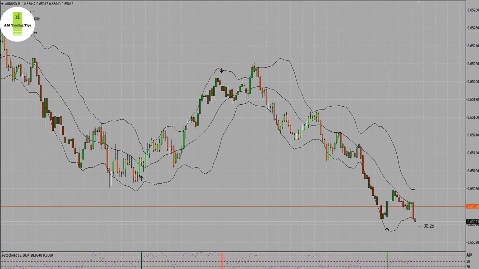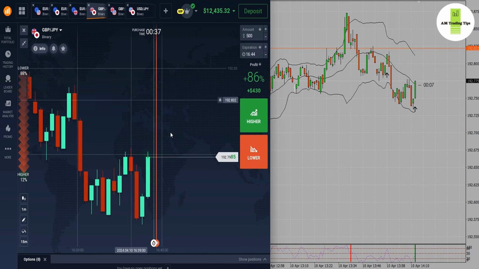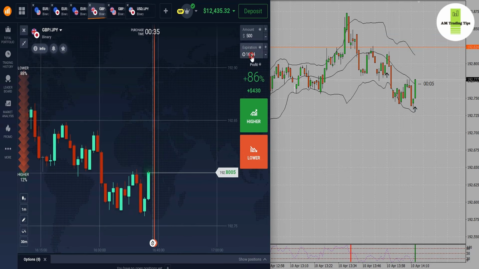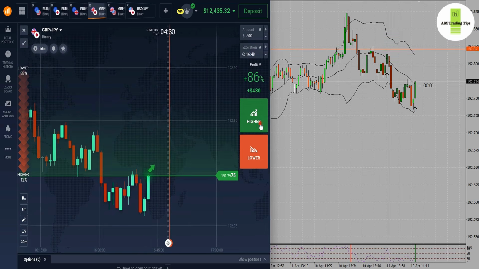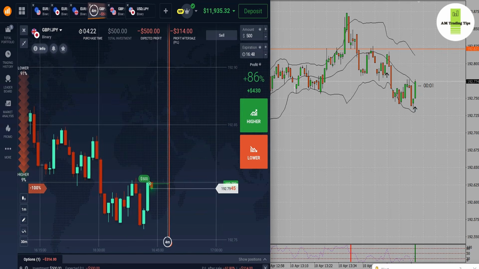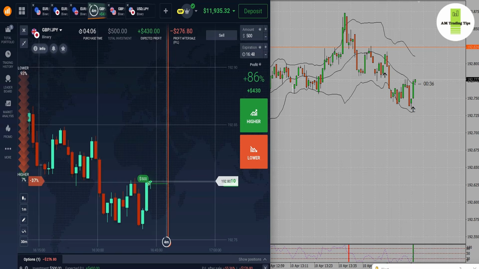All right, let's jump into live trading and see the results. This is a perfect buy trade setup based on our strategy. Why? Because a buy arrow has appeared on the chart. The price touched the lower band line. The StochFlet indicator shows a green line.